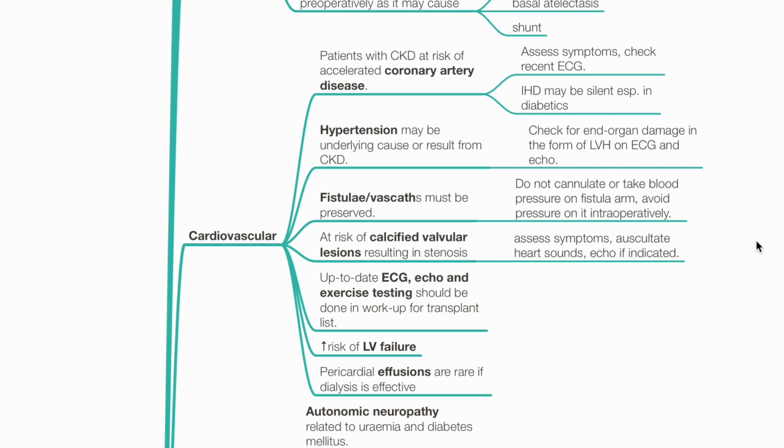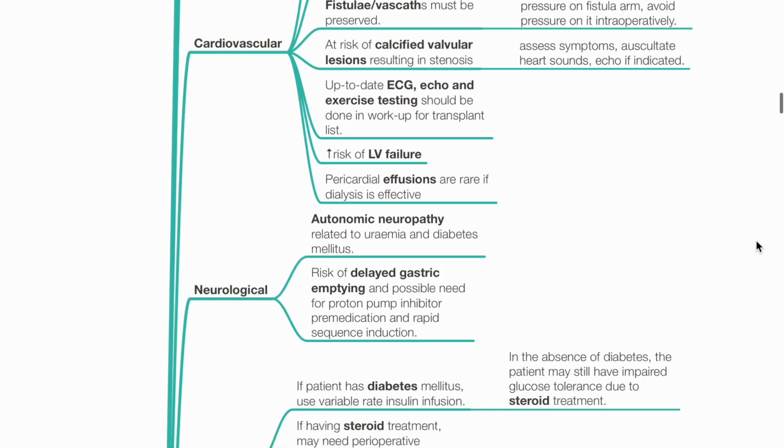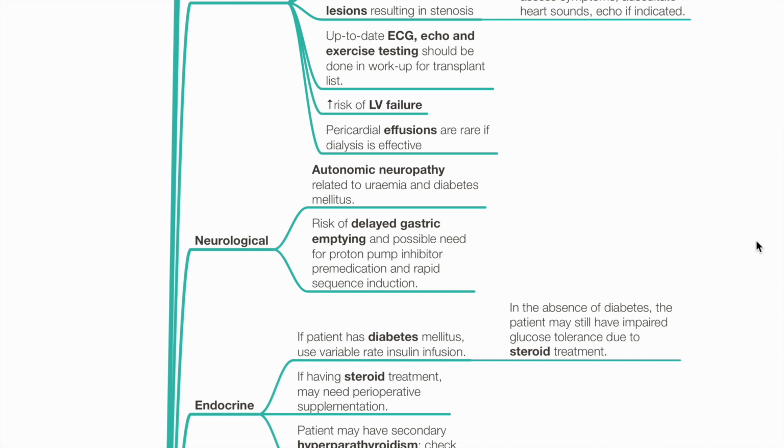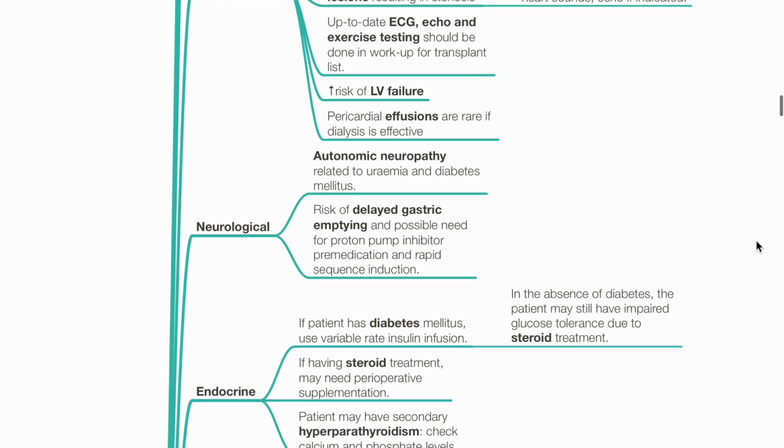Have up-to-date ECG, echo, and exercise testing. There is increased risk of left ventricular failure. Pericardial effusions are rare if dialysis is effective. Neurological. Autonomic neuropathy related to uremia and diabetes mellitus may be present. There is risk of delayed gastric emptying and possible need for proton pump inhibitor, pre-medication, and RSI.